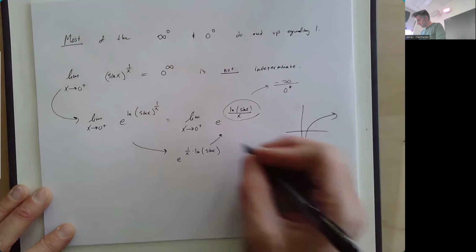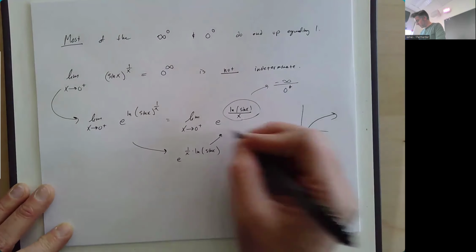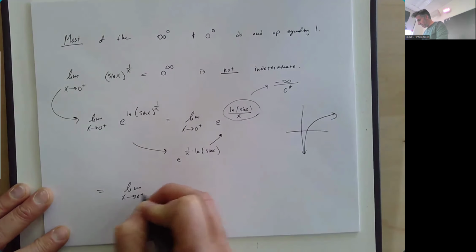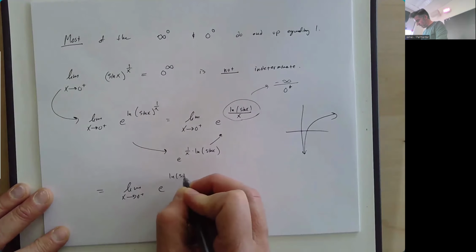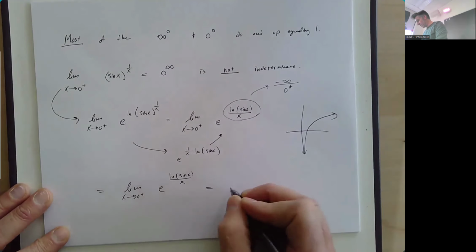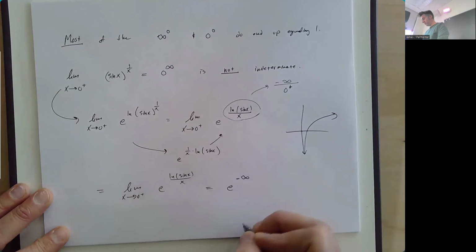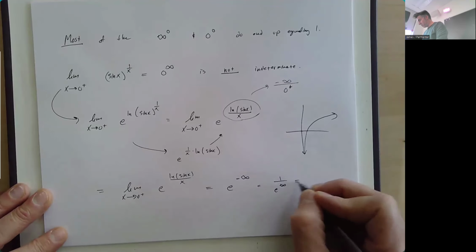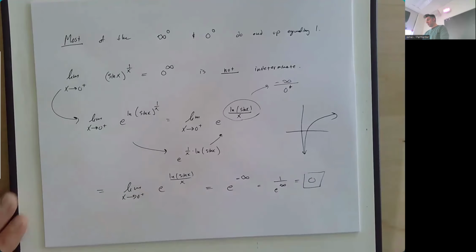So what we're going to get here is the limit as x goes to 0 from the right of e to the natural log of sine of x over x, which is essentially just e to the negative infinity, which is 1 over e to the positive infinity, which is 1 over a really big number, which is 0. Which we already knew, because we said we had this really, really small number multiplied by itself a bunch of times, and it stayed really small. So let's look at a better example.